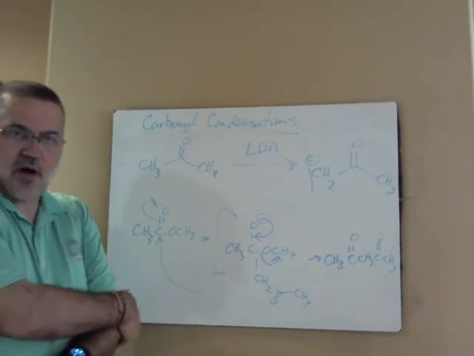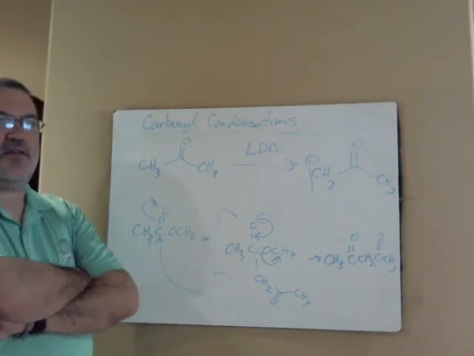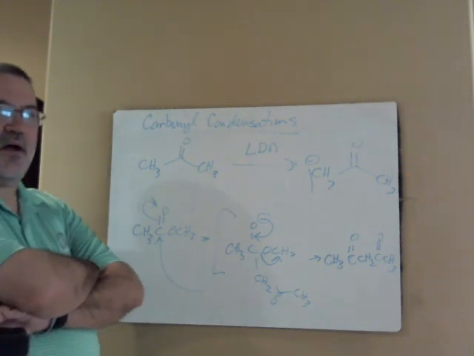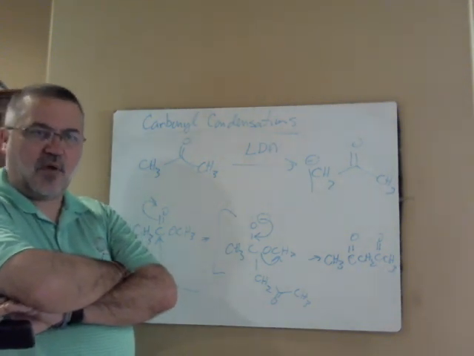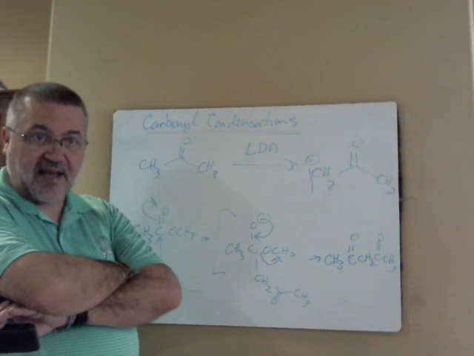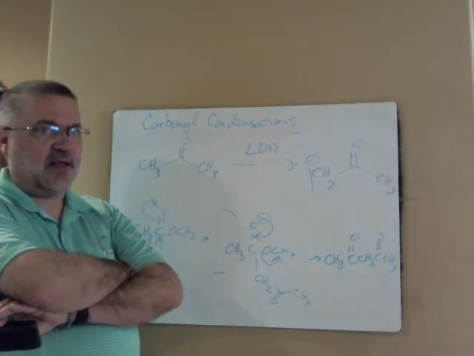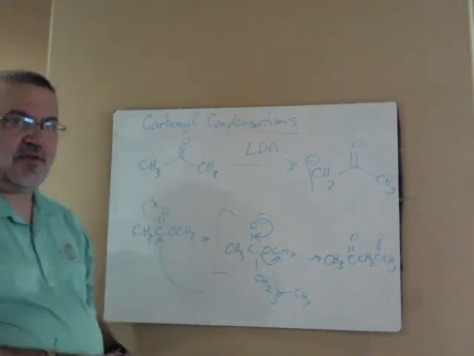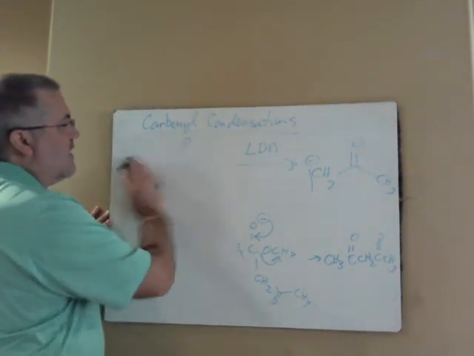If any of y'all are taking the DAT or the MCAT, it seems that SN2, SN1, E2, E1, and the aromatic reactions seem to be the thing that you'll see the most of, that and nomenclature. All right? And so that's all I've got.